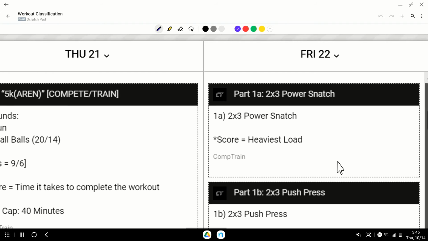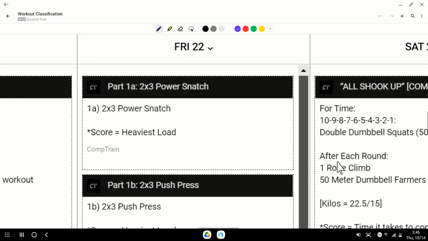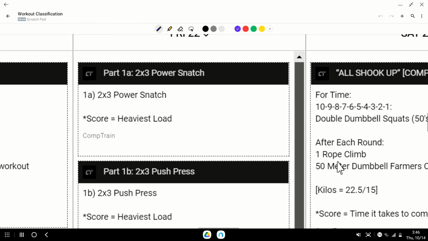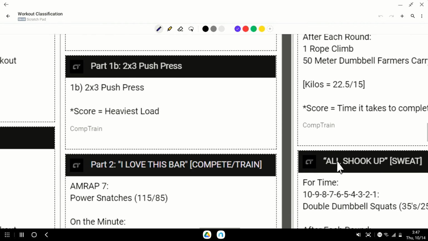All right, so let's take a look at Friday's workout. So for Friday, we have a multi-part workout. The first part, 1A, is 2x3 power snatches. It says for your heaviest load. There's no time listed here, so this is definitely focusing on the mechanics. You obviously want to make sure that we're moving consistently well, and then finding your heaviest load for 2 sets of 3 power snatches.